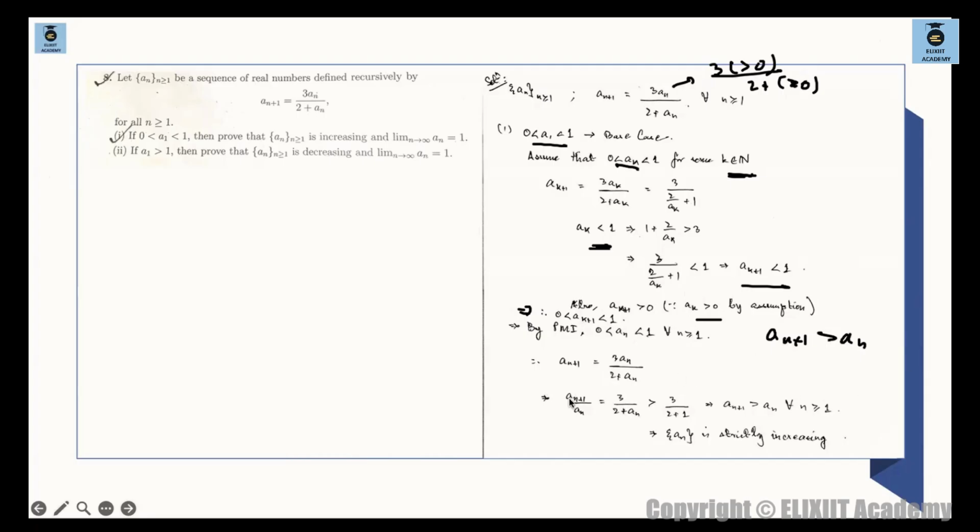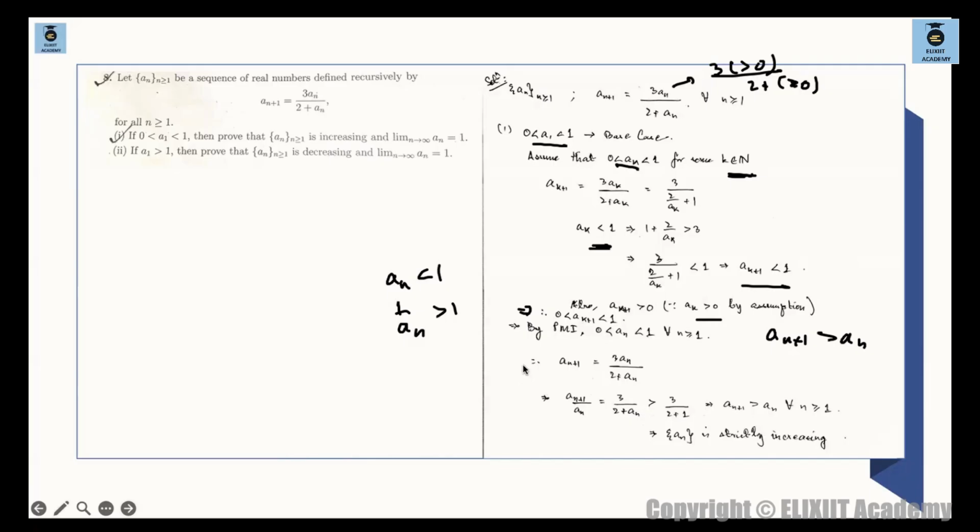Right? So next, we are finding what AN plus 1 is. We are dividing by AN over here. So we are getting 3 upon 2 plus AN. And we just proved that AN is positive and also less than 1. AN is less than 1, so 1 by AN is what? More than 1.